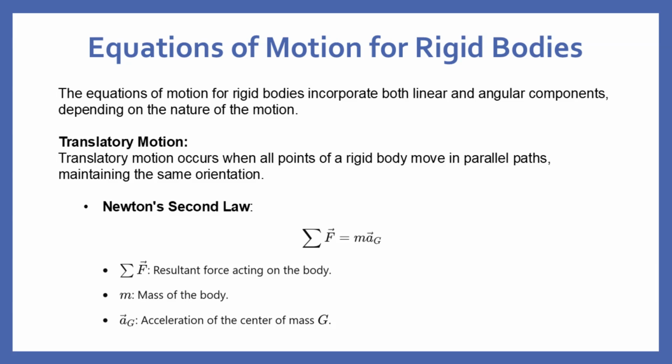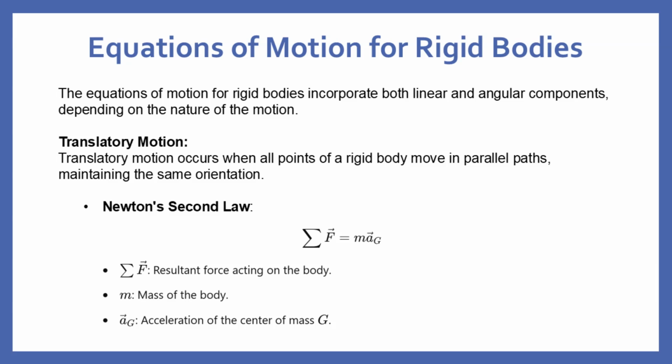These equations are like the rule book that nature follows. When we study rigid body motion, we need to consider both linear and angular components. The equations we'll encounter help us predict exactly how an object will move when subjected to various forces and torques. Remember, these equations are built upon Newton's laws, but extended to handle more complex scenarios.